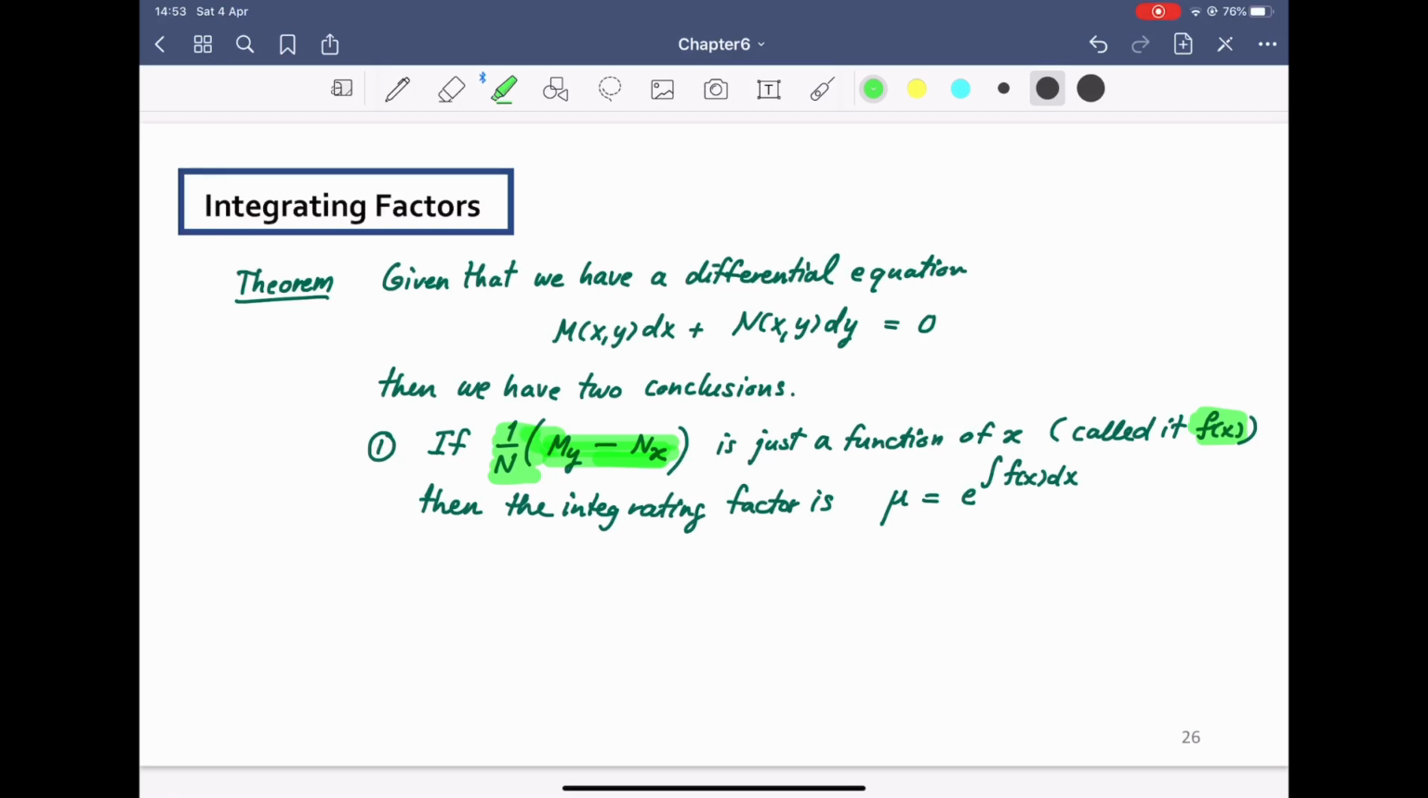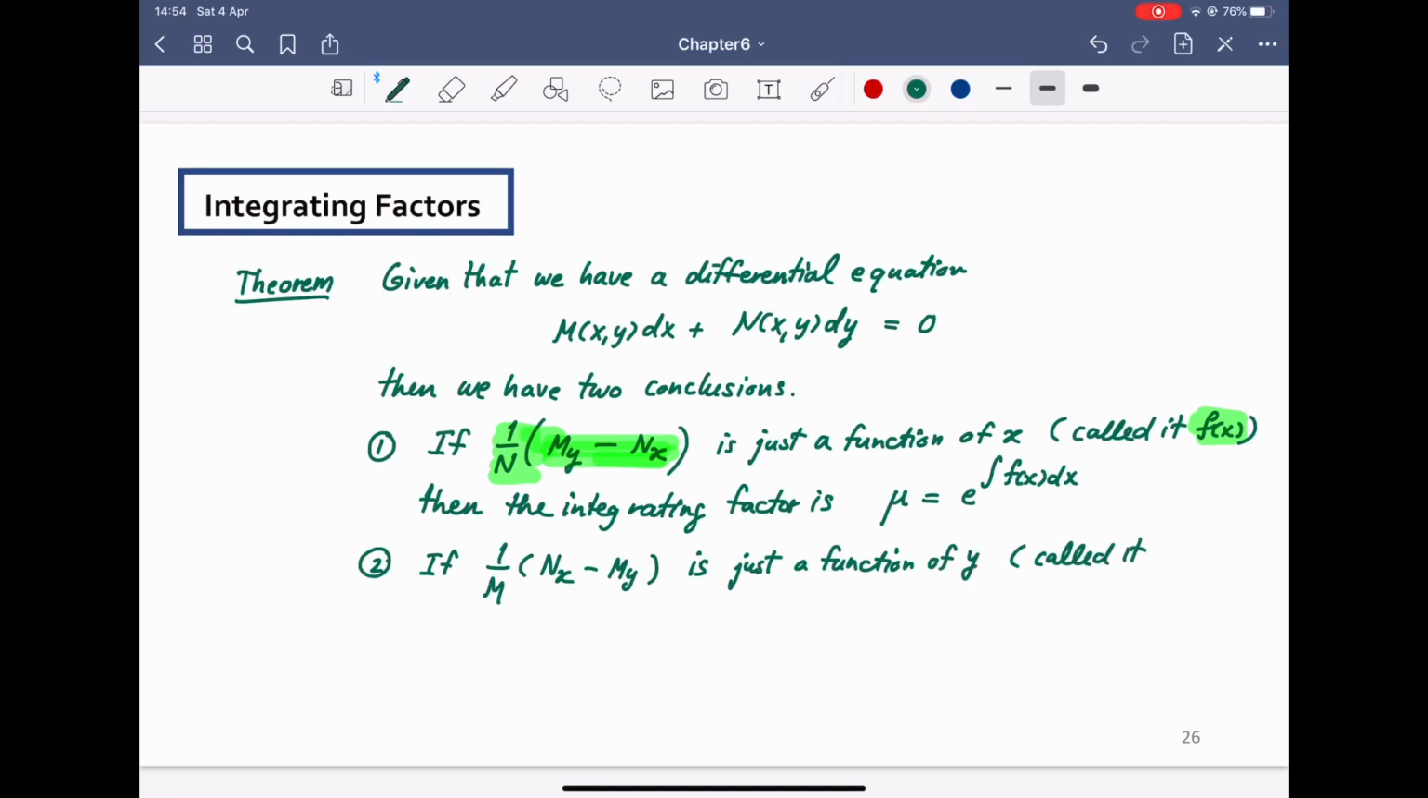All right. Another case is the second conclusion. If you compute N_x minus M_y, and then you multiply by 1 over M, and this thing is just a function of y, well, you can call it g(y).